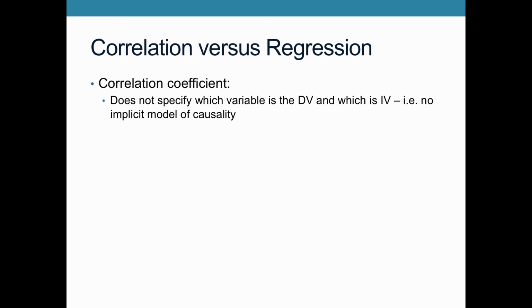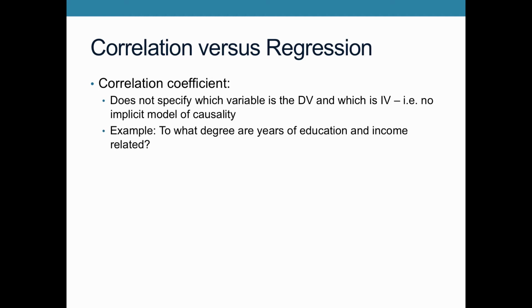So for example, to what degree are years of education and income related? You might say that more education causes higher income, but then you could flip that around, that people with higher income are more likely to get more education. That's not a problem for the correlation coefficient, the fact that you could have both directions of the causality there. They just want to see how much they go together. This is different than regression. So there's that example there between the years of education and income.